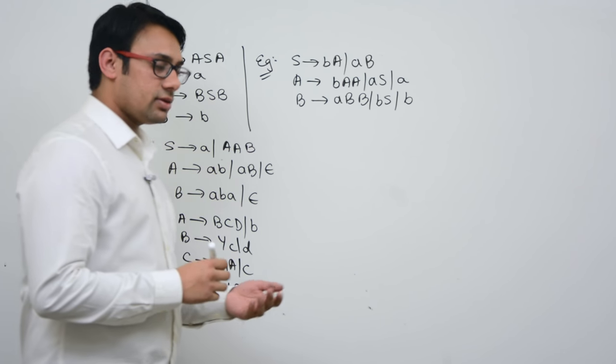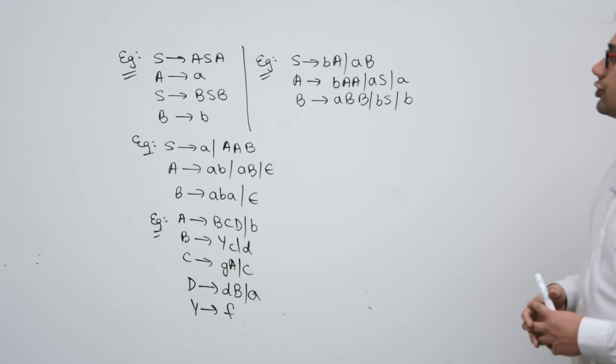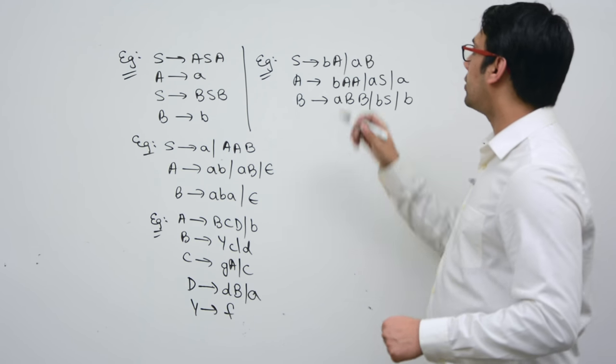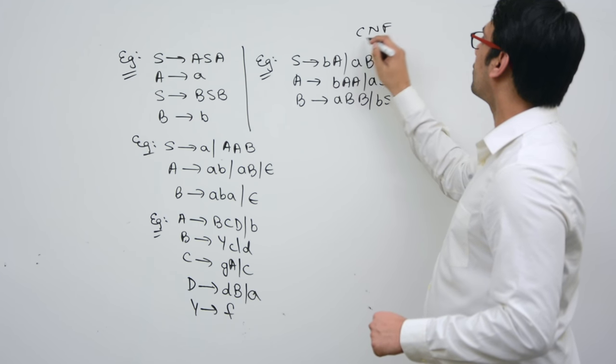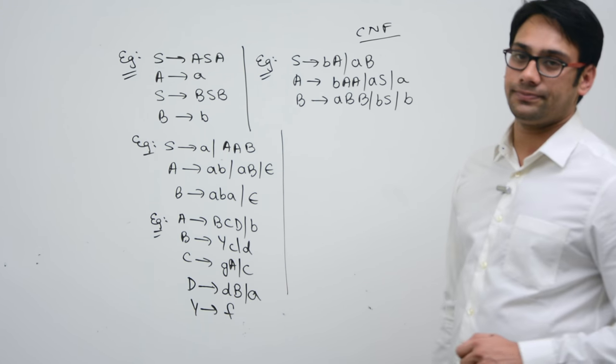Now, given some grammars, for example, we have these grammars, can you convert these grammars to Chomsky normal form? Or you can say, can you convert this grammar to CNF? Okay, now let us take the first example. Let us take this one.